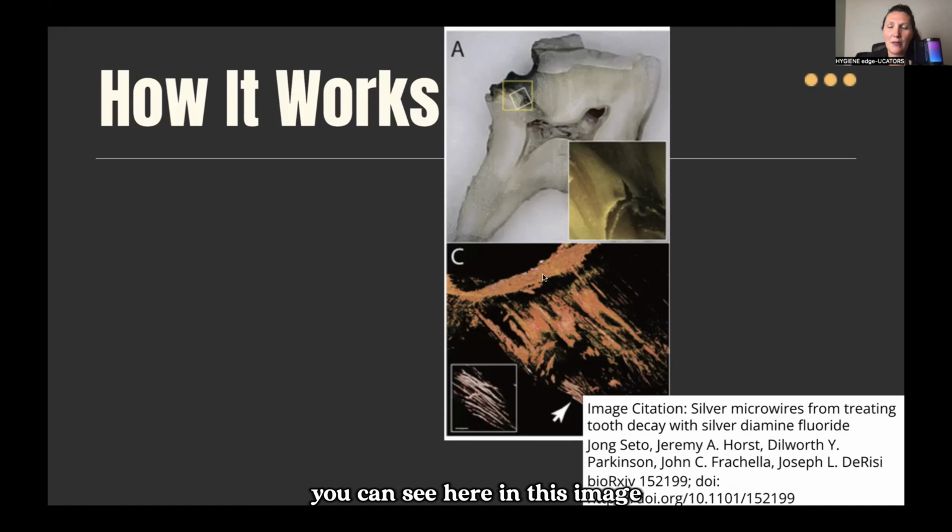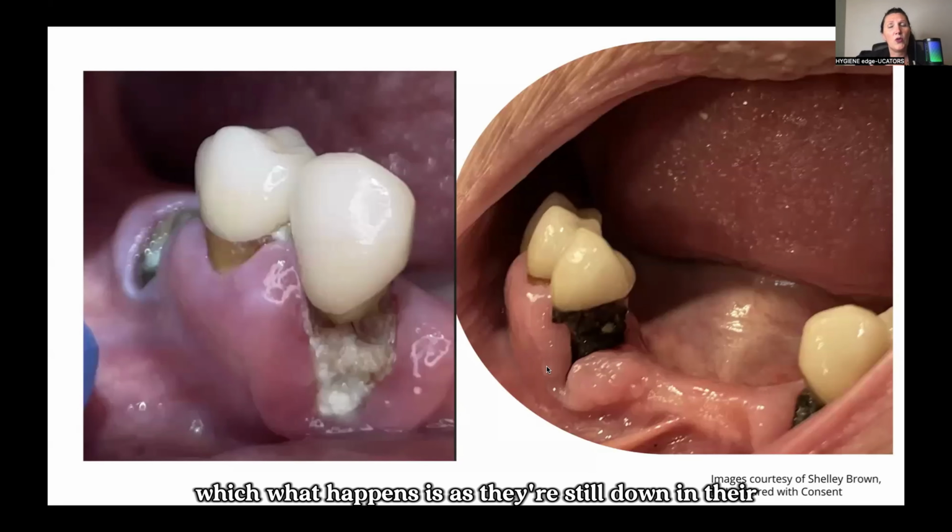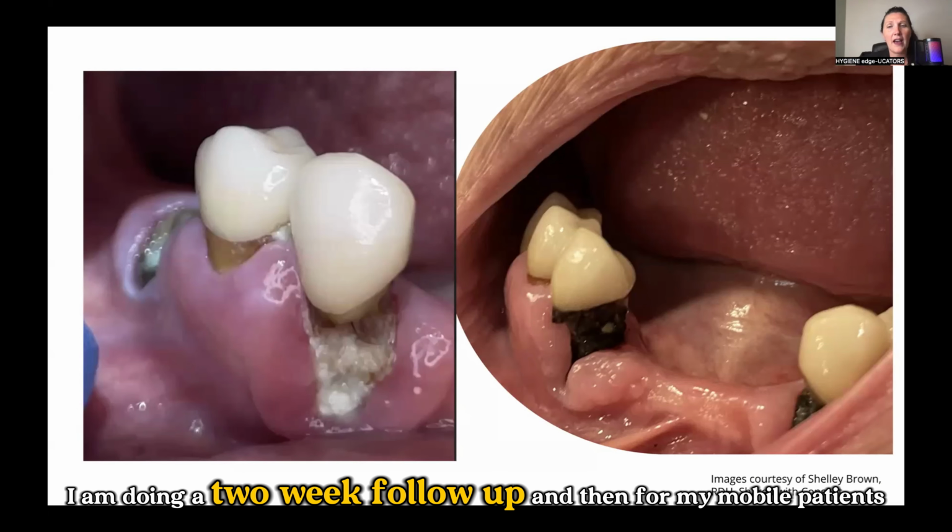You can see here in this image that these little microwires that are orange go down into those dentinal tubules. It also creates what's called a zombie effect, which is that as they're still down in the dentinal tubules, when bacteria comes along, it essentially zaps that bacteria. So there's no biofilm that then builds up in the area that continues to demineralize. It's not a one and done treatment. Usually, if they're high caries risk, I am doing a 2-week follow-up.